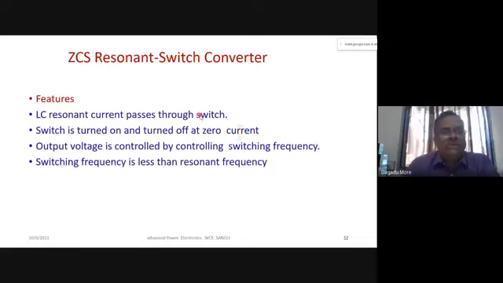The summary: the LC resonant current passes through the switch, and the switch is turned on and turned off at zero current. Output voltage is controlled by controlling the switching frequency, and the switching frequency is less than the resonant frequency. That is required so that our switch will be turned on and turned off at zero current. So this is one topology, a resonant switch, with an L and C circuit across the switch so that the switch turns on at zero current and turns off at zero current.